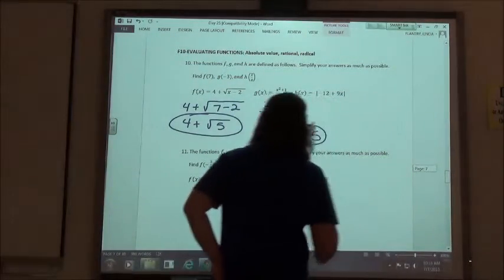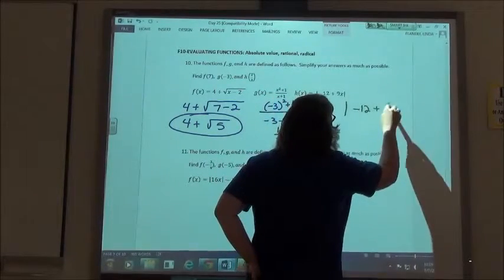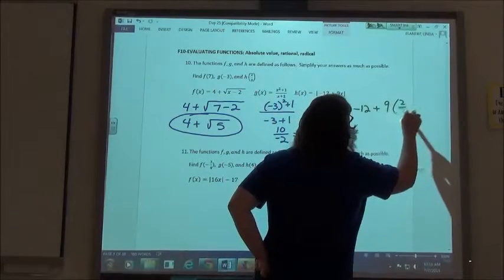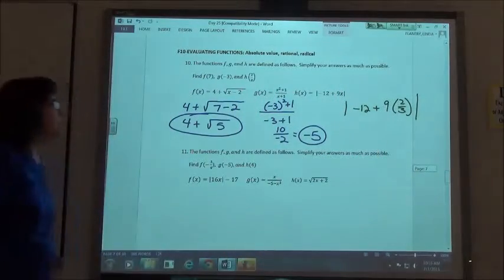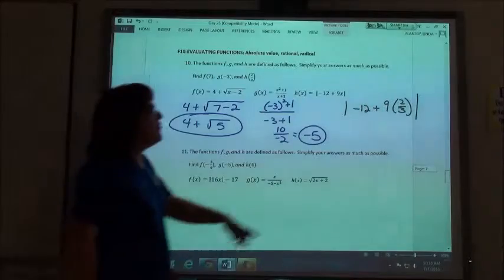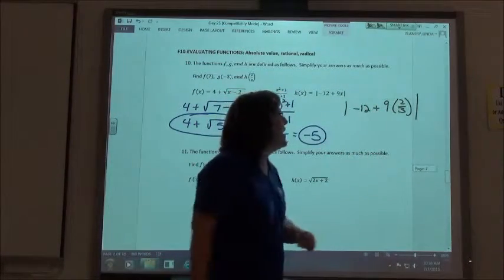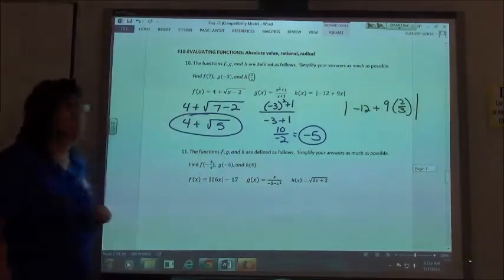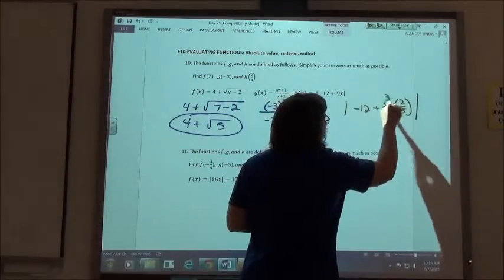And then we're going to do h of 2/3. So we're going to do the absolute value of negative 12 plus 9 times 2/3. I'm going to simplify inside my parentheses first, following my order of operations. So I'm going to do the 9 times 2/3. 9 times 2/3 would give me 6. 3 goes into 9. 3 times 2 is 6.